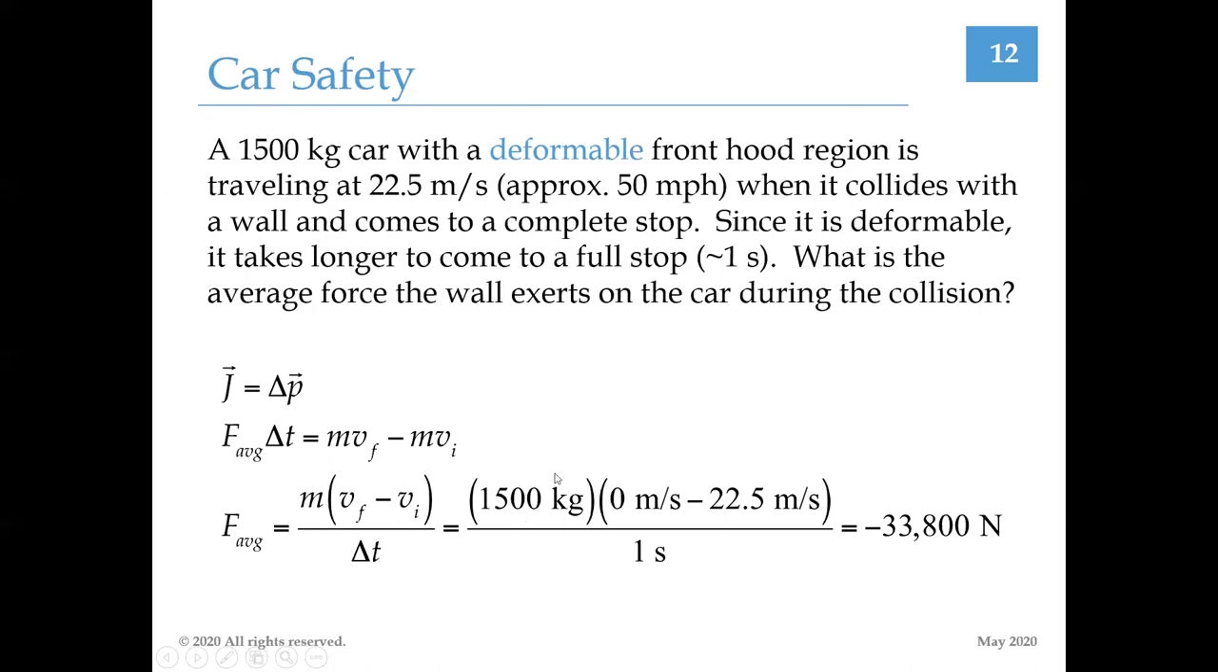And we plug in our numbers, 1500 kilograms for the mass, 0 meters per second for our final velocity, 22.5 meters per second for our initial velocity, but now 1 second for the change in time. And what you can see is that now our force is 33,800 newtons. Again, still negative because we're still applying it to the left, like the wall is still opposing the motion of the car. So it's still in the negative direction, but that's significantly less.